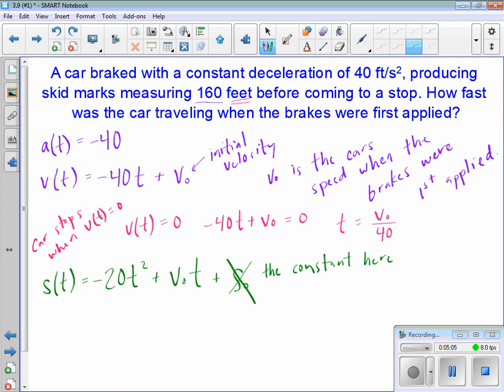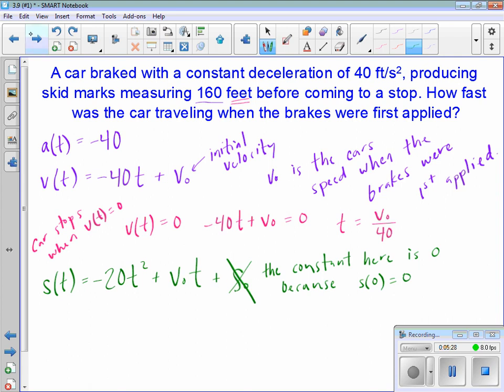Here is 0 because we haven't traveled anywhere at the beginning, right? Our S of 0 is 0. If you plug 0 in here and 0 in for your t, wouldn't you get 0 for your constant in the back? Okay, so that one we can kind of ignore.